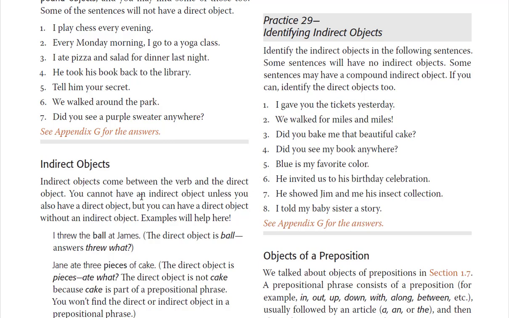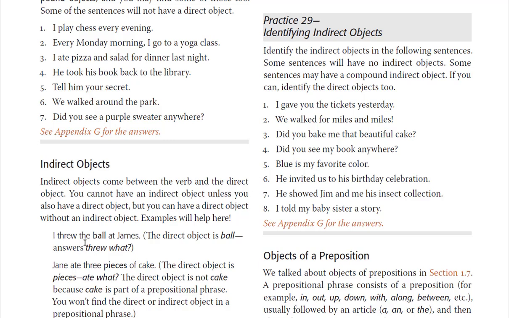You cannot have an indirect object unless you also have a direct object, but you can have a direct object without an indirect. What does that mean? It means that in a sentence, you can have subject, verb, direct object, period. You cannot have subject, verb, and indirect object, and that's it. That does not exist. You always have to have subject, verb, object in order to have an indirect object.